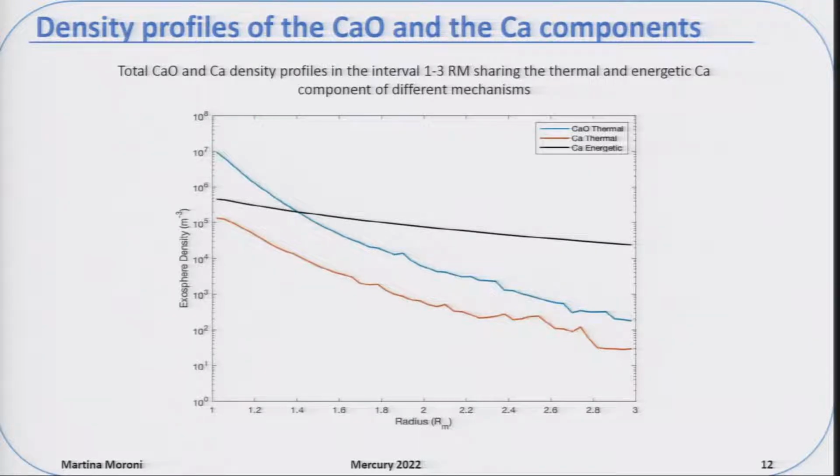In this slide I represent the density profile of calcium oxide and of the 2 different components of the calcium, thermal and energetic, as a function of the Mercury radius between 1 and 3. We can see that the calcium oxide exosphere is denser than the other, and there is a difference between the 2 components, the energetic and the thermal: for all radii, we have a denser energetic calcium exosphere in comparison with the thermal.